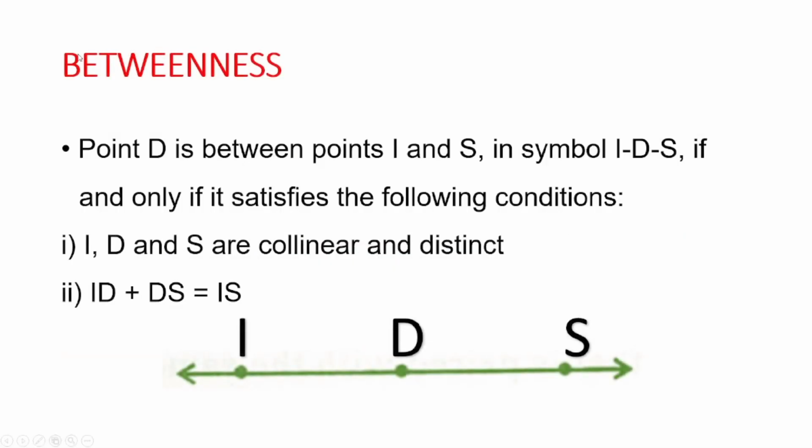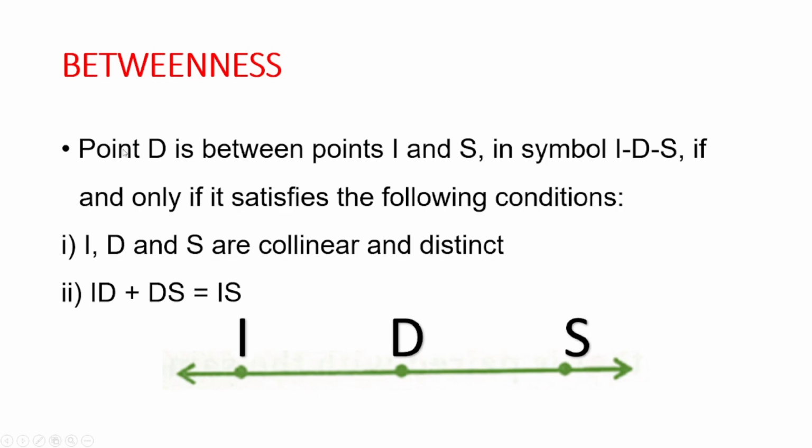Moving forward, this is now a new concept. It's called betweenness. So what is betweenness? Betweenness is just a concept of a point being between two other points. For example, if we assign point D as between two points I and S, in symbols that's I-D-S, D being the point between. So I and S will be on the sides.